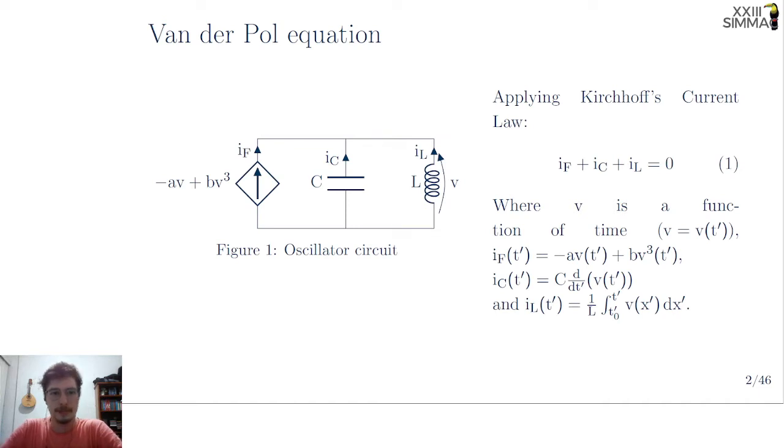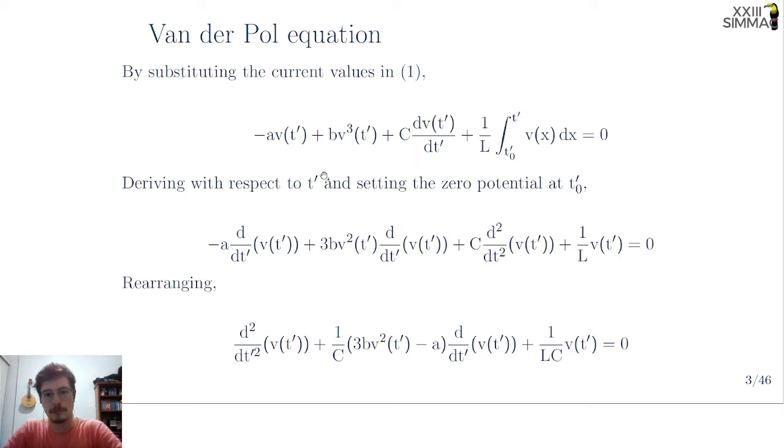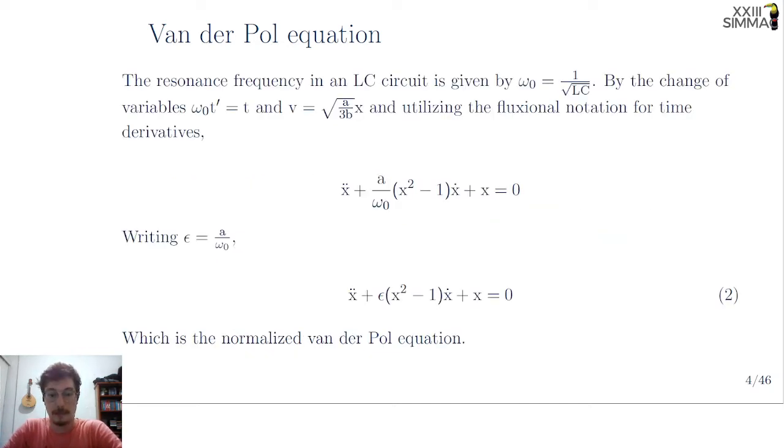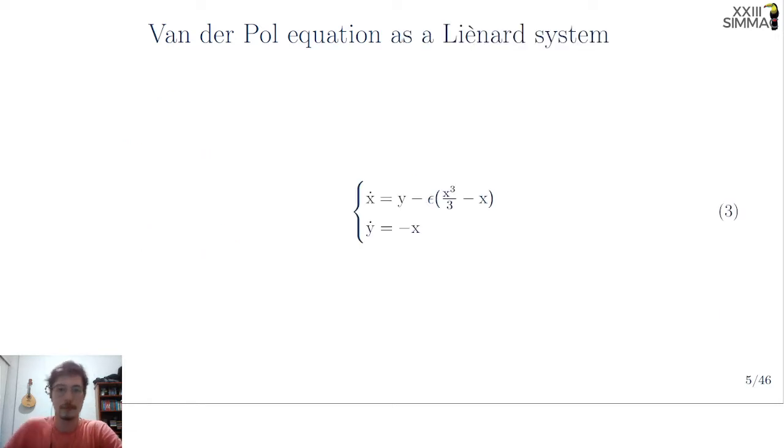So the deduction utilizes this oscillator circuit. We applied Kirchhoff's current law, and using each current through each component, we can derive the normalized van der Pol equation. We can write this equation as a Liénard system as expressed in this page.